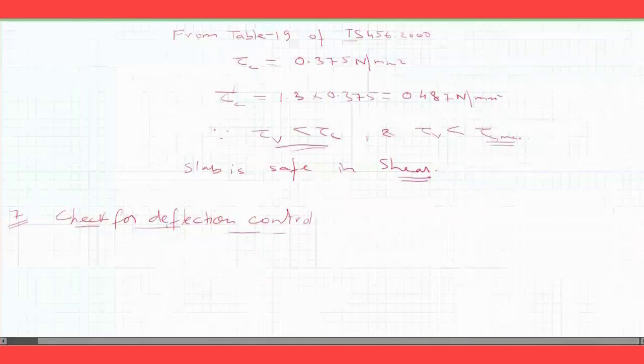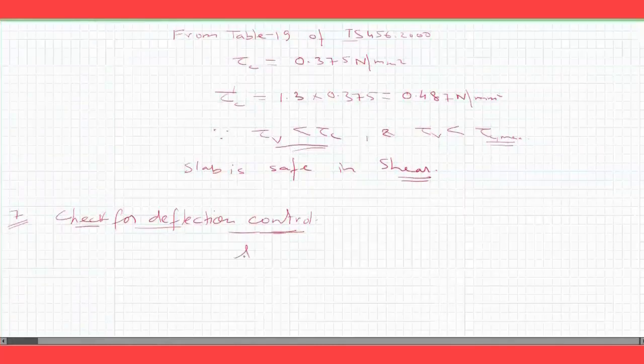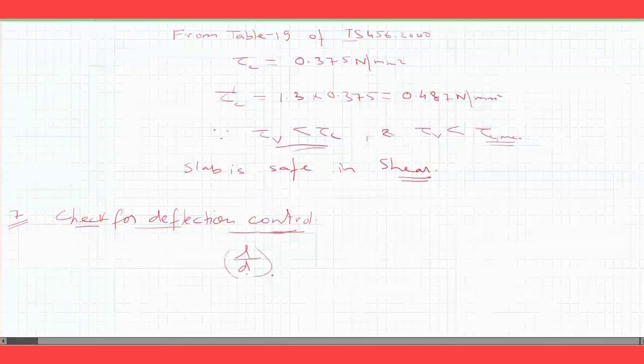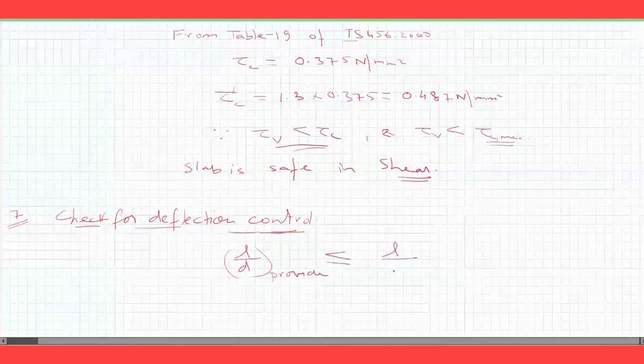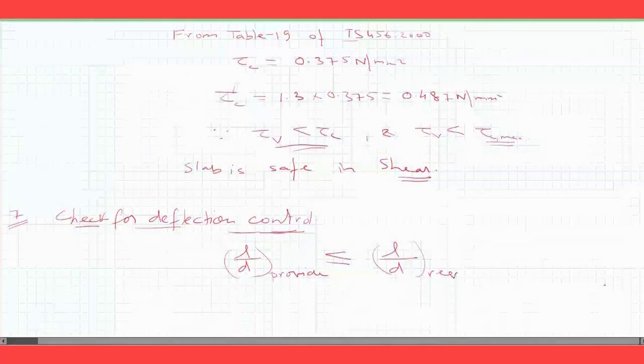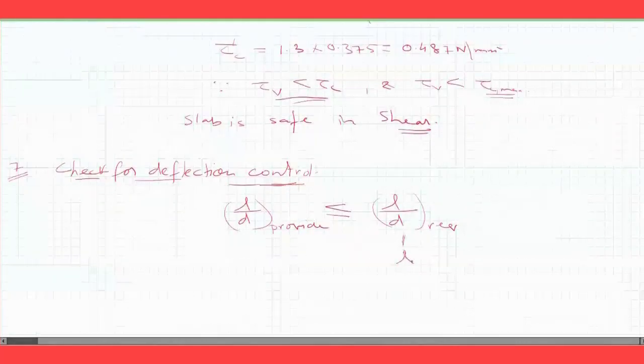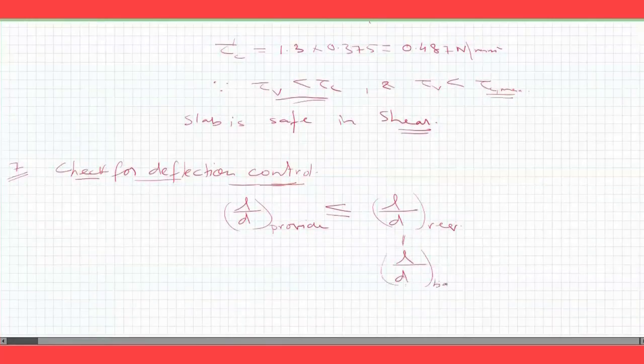But I'm going to have a check for the same. So how do you do this check for deflection control? Again, some kind of very simplified approach that the code has suggested, that we'll be following. The code suggests that L by D provided should be less than or equal to L by D required. And this L by D required is, if you remember, L by D basic into modification factor because of tension reinforcement, KT. KC and KF I'm not writing because it's going to be 1.